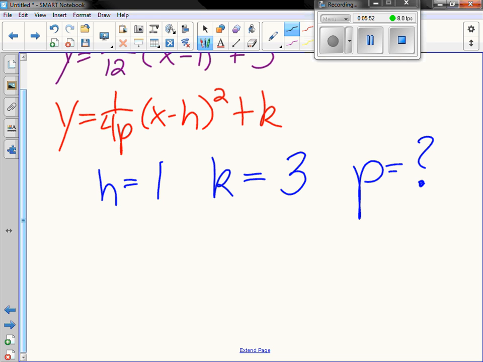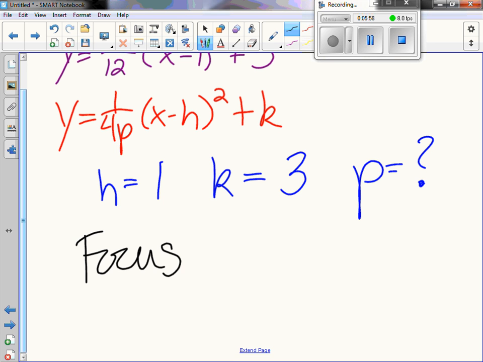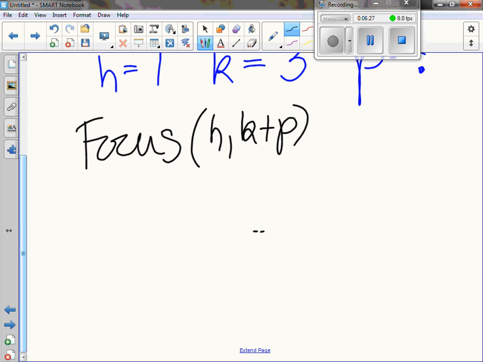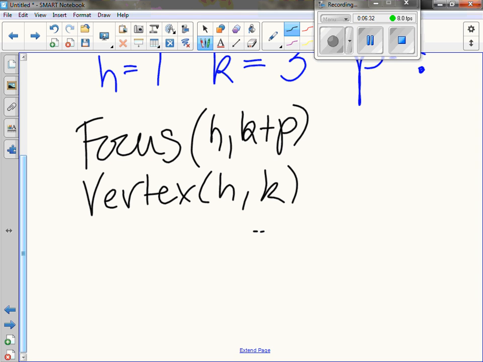So how do we know the variables go into the parabola's characteristics? Well, the focus is what? For this here, we're looking at our first one, the one where y equals, yes? So we can look back at the top. It says the focus for this here is h comma k plus p, yes? So we can fill that in. The vertex is h comma k.